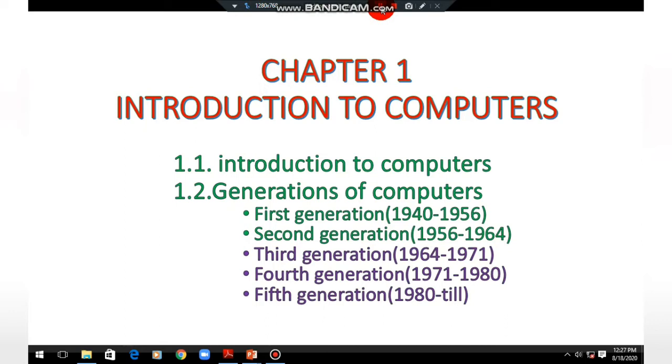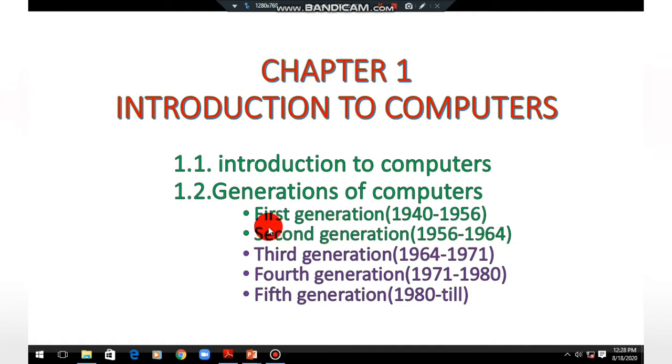In this video class we are going to discuss chapter 1, Introduction to Computers. In this chapter we already covered why we need a computer and where it is used. Then we learned about generations of computers, but we discussed only 2 generations. Today's class we are going to see the remaining generations of computers.